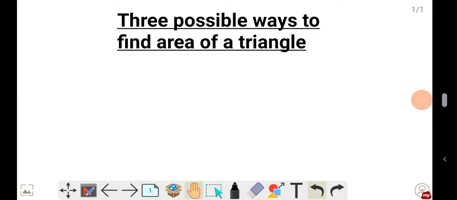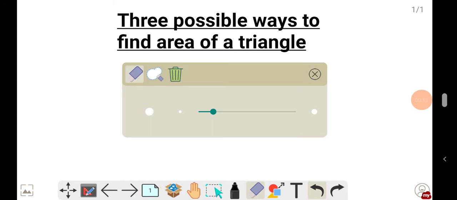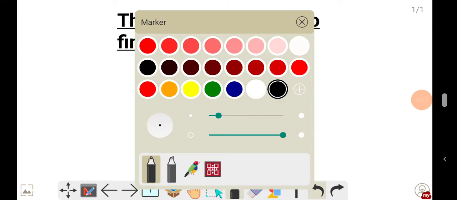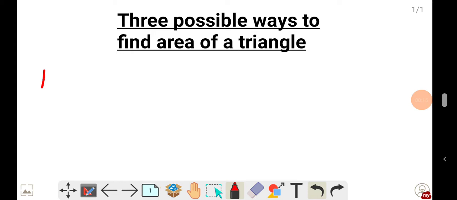Hello guys and welcome. Let us try to see three possible ways to find the area of a triangle. First possibility, if the base and the height of a triangle are given to you.